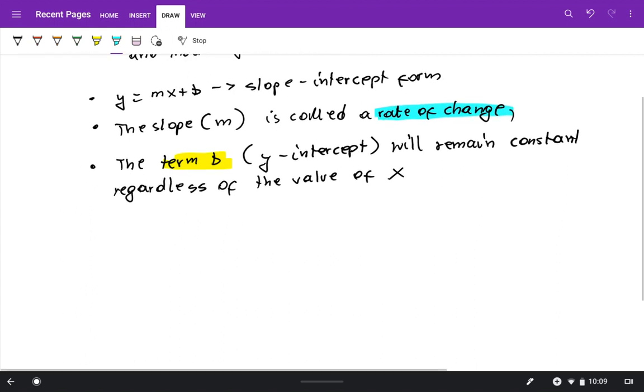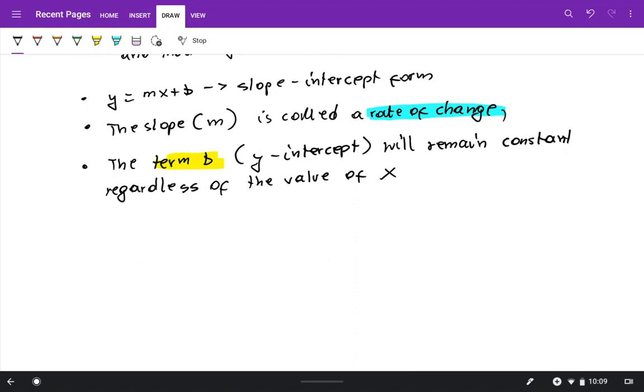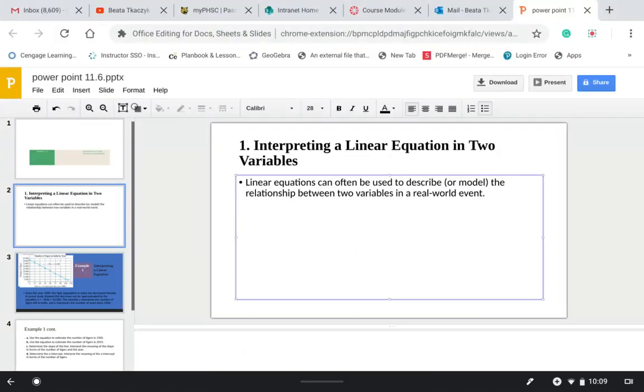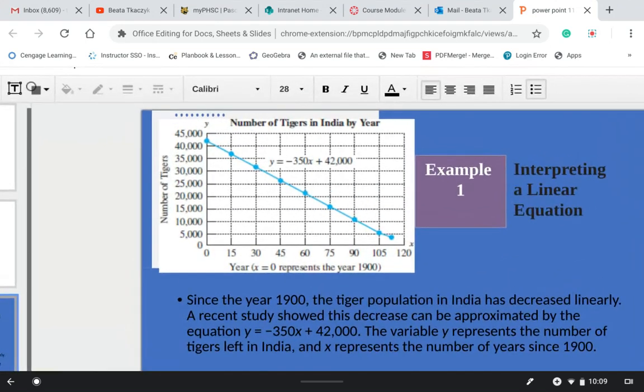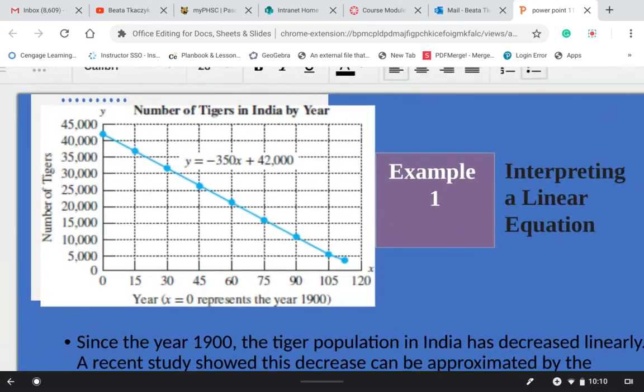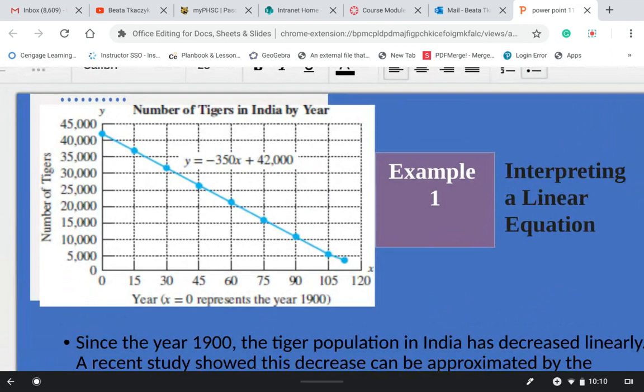So I will go first to example one from the PowerPoint. Let me log in and show you that example. Right here, this is example one. In example one, you see the equation of the straight line, y equals negative 350x plus 42,000. And the graph is given for you.